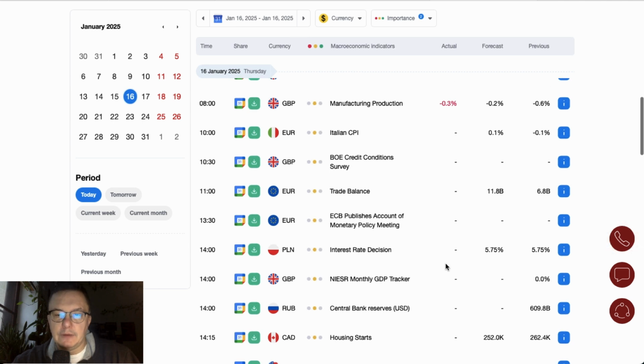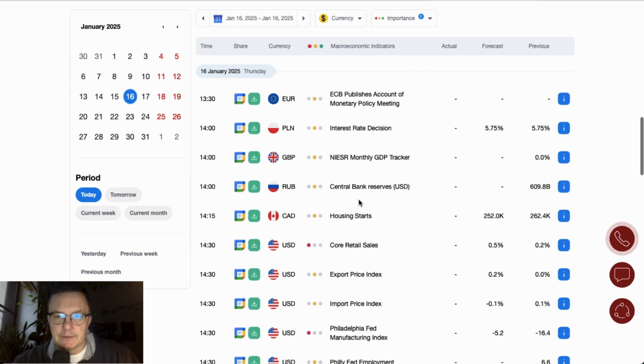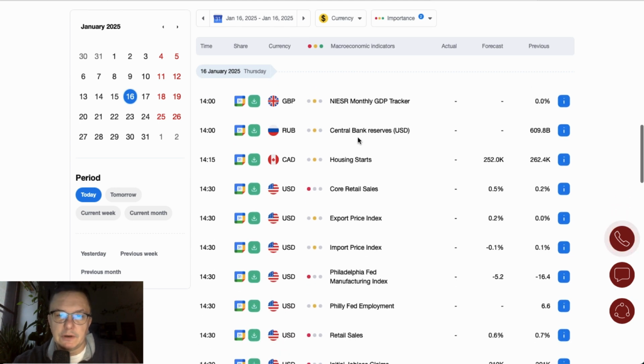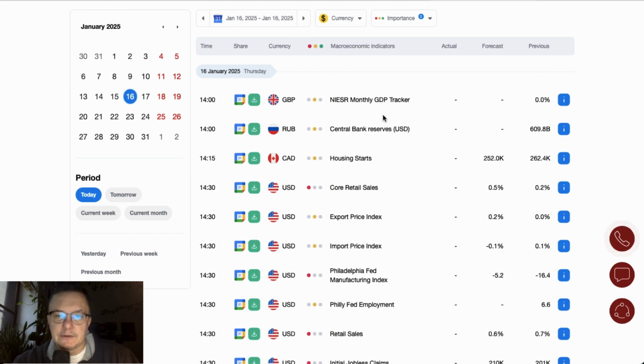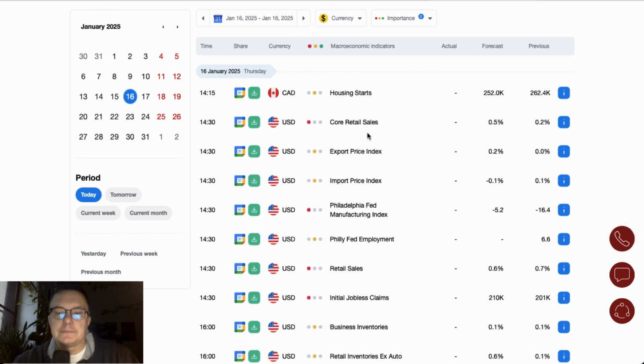We are still waiting for the trade balance data from the Eurozone, which is scheduled for release at 11 o'clock, and the ECB will publish the account of the monetary policy meeting at 1:30. Interest rate decision in Poland today at 2 o'clock. Then we got the monthly GDP tracker from the UK at 2 o'clock, and then data from the US and Canada because we entered the US session. Housing starts from Canada, scheduled for Q4.